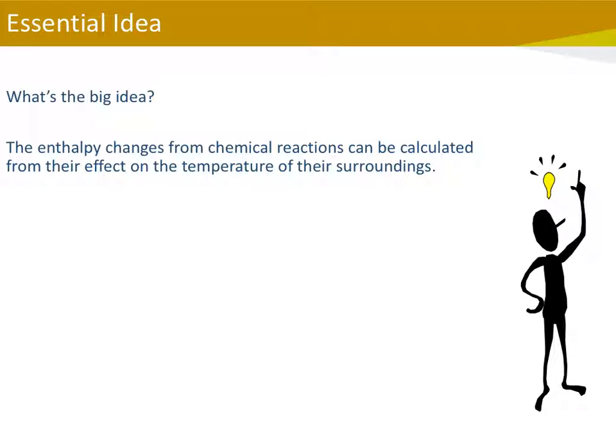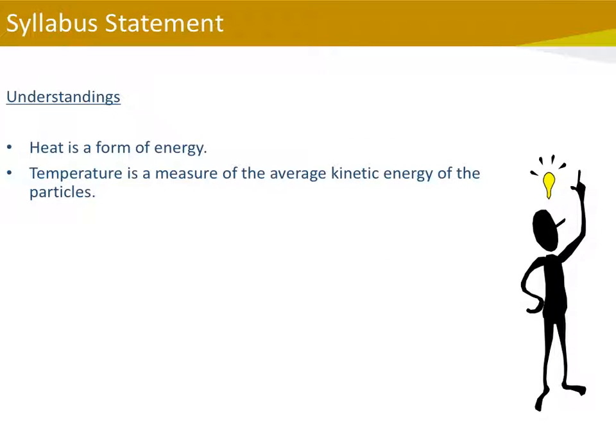The big idea: enthalpy changes from chemical reactions can be calculated from their effect on the temperature of their surroundings. Remember this equation? Q equals mc delta T. Yeah, that's what we're working on today. In terms of the first set of understandings, heat and temperature, we'll give you some background.